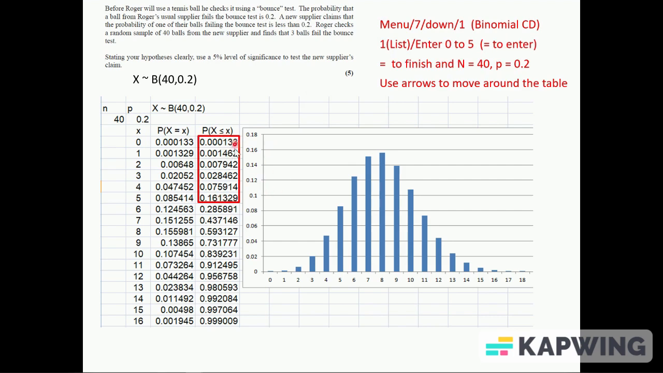Now, if you look at the cumulative probabilities, look at these two here. This one is less than 5%, and then the next one, probability less than or equal to 4, is greater than 5%. That means that our critical region is 0 to 3.